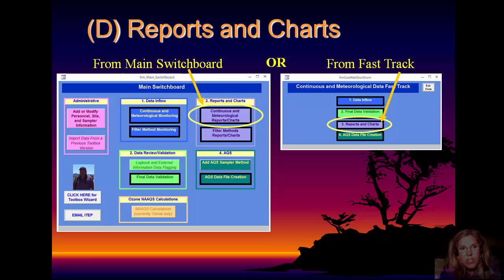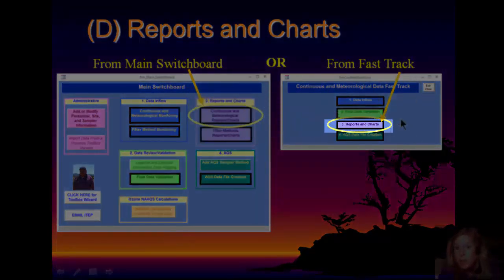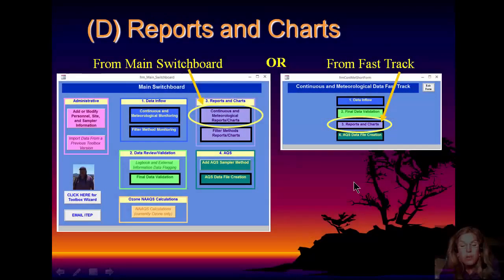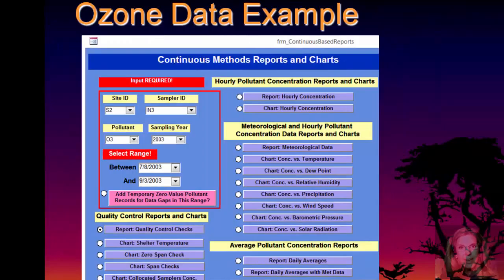Then the next category of toolbox functions are the reports and charts. So the reports and charts are accessible from the main switchboard or from the fast track. So whether you're working with continuous data or PM filter data, the fast track has this option to go to the reports and charts. So to show you the options for reports and charts, let's look at an example.